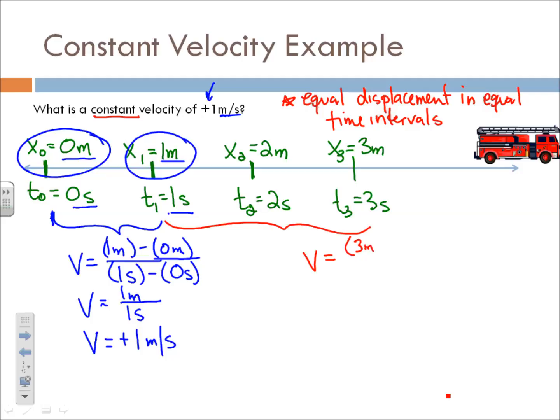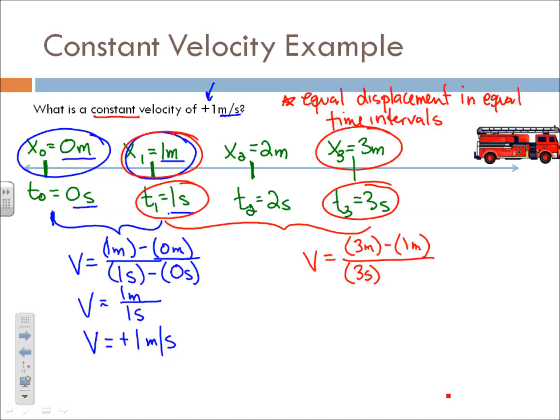I get 3 meters minus my 1 meter. 3 meters is my ending value, 1 meter is my starting value. I can move things around, but they still have to stay in chronological order. 3 seconds down here is my ending time, and 1 second is my beginning time.